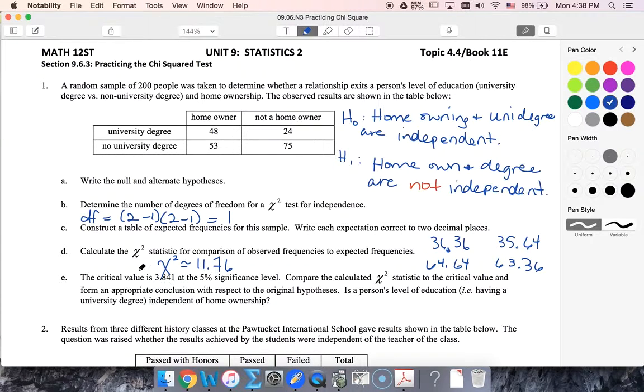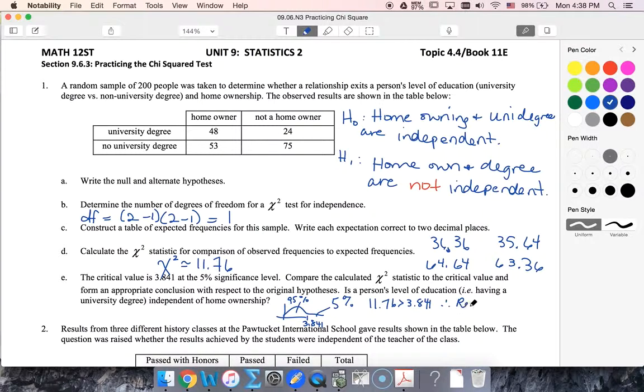All right, so they tell us the critical value is 3.84. That's what I'm comparing my chi-squared calculated to. So if I think about a graph, it would look something like this. And here would be my 3.841. That's the value they tell me. Here's my 5% rejection region. Here's my 95% acceptance region. 11.76 is much greater than 3.841. 11 is going to be way over on this right side in the rejection region.